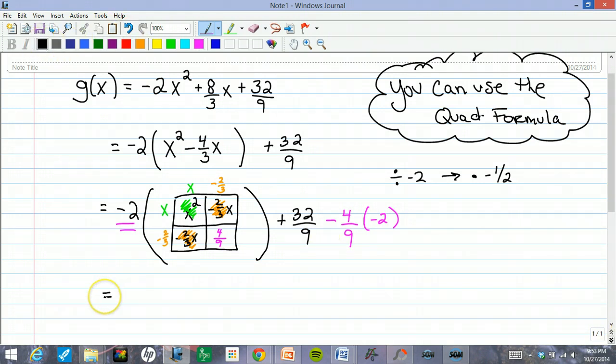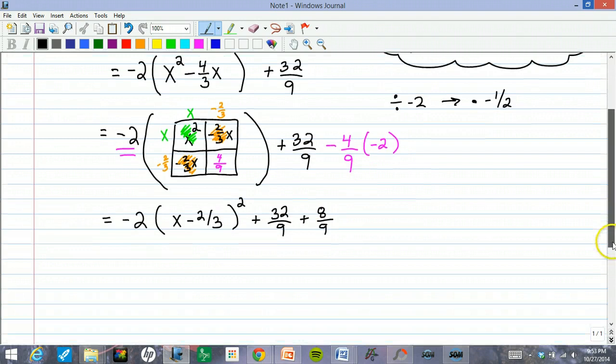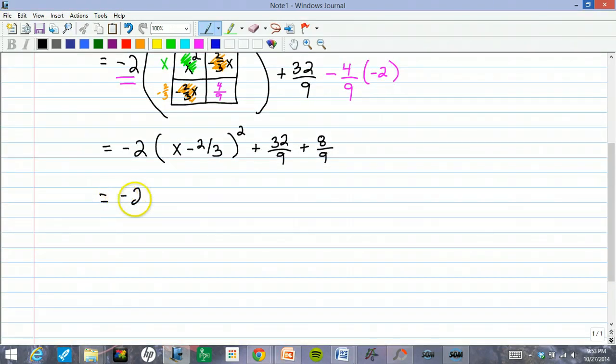All this work just to find the zeros. Maybe the quadratic formula was a better idea. Alright, you go back and do that. But here we go. This is x minus 2 thirds squared, length times width. And then outside here we have 32 ninths. I'll keep that. Negative times a negative is positive 8 ninths. We've got some more to simplify here. This is negative 2 times x minus 2/3 squared. This makes 40 ninths. So that's an equivalent form.